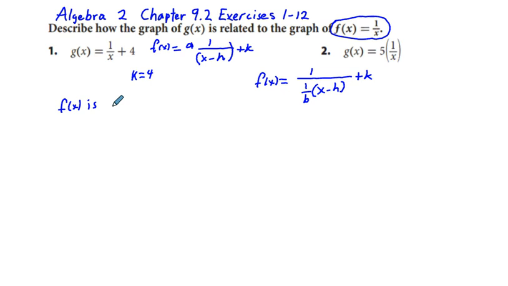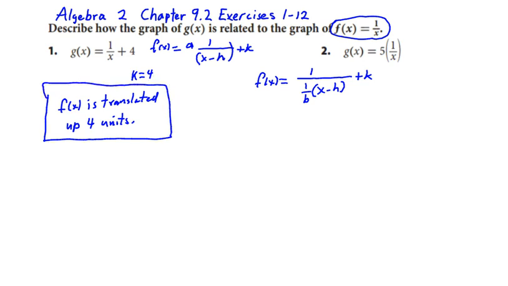is translated up 2 units. No, not 2 units, 4 units. Straight up. That's it.